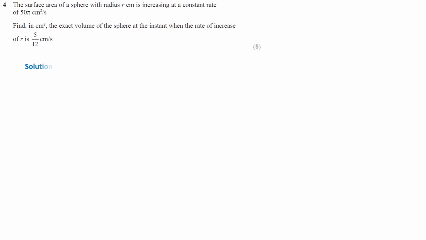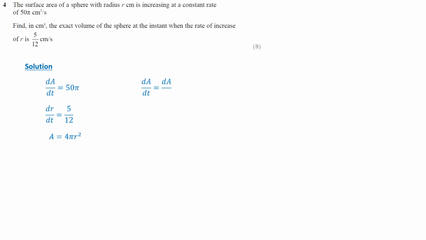We are given two rates of change, dA over dt equals 50 pi and dr over dt equals 5 over 12. Our goal is to find the volume of the sphere. The formula for the surface area of the sphere is A equals 4 pi r squared, where r is the radius of the sphere. To find the relationship between the rate of change of the surface area and the rate of change of the radius, we use the chain rule.